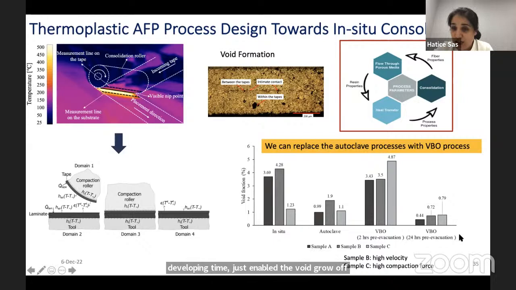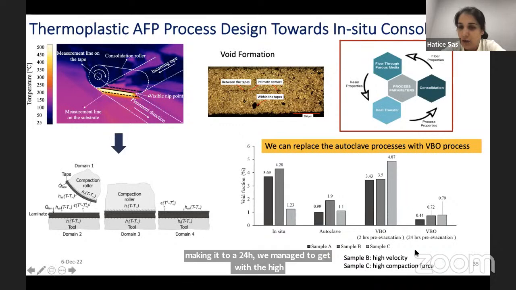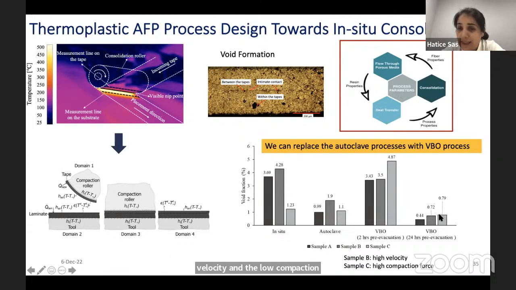But by changing the vacuum hold times and making it 24 hours, with the high velocity and the low compaction forces, we managed to get better parts, better void fractions compared to the autoclave, with the vacuum bag only processing. But the thing is here, we didn't just say let's try 24 hours. This 24 hours is obtained by an air permeability measurement for our samples, for the in-situ consolidated samples. And then by getting the air permeability and measuring the time needed for air removal through the part, we engineered the vacuum hold time.